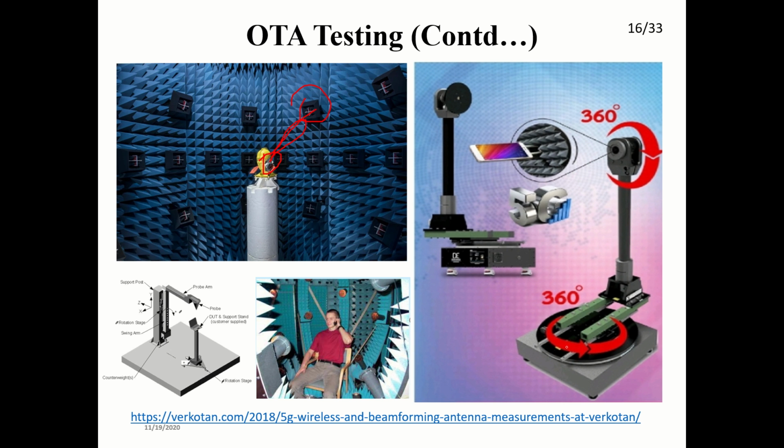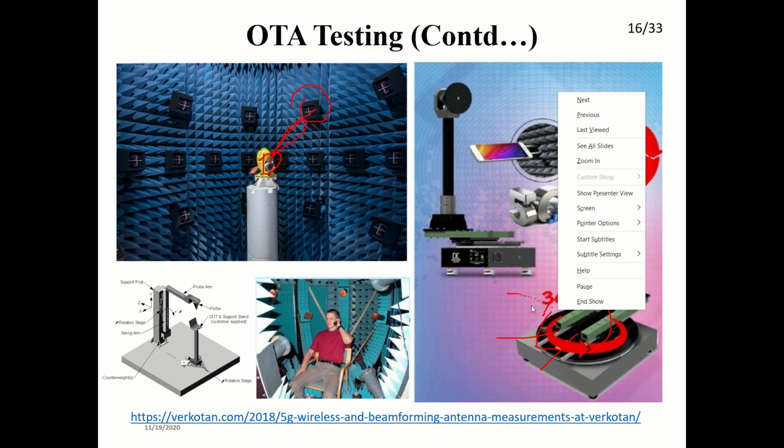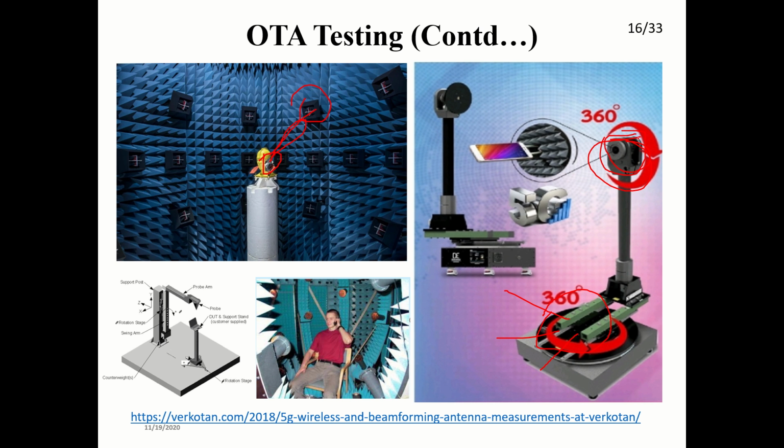See, this is how it will look like. So azimuth, you can rotate like this, and elevation you can rotate like this. Okay, you will keep it in one position, then you will rotate this antenna, then you will keep it in another position, then you will rotate this device. Then you will keep it in another position, then you will rotate this one. So this is how it will look like.